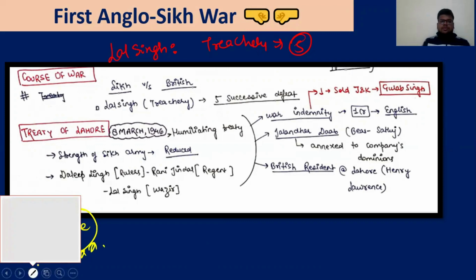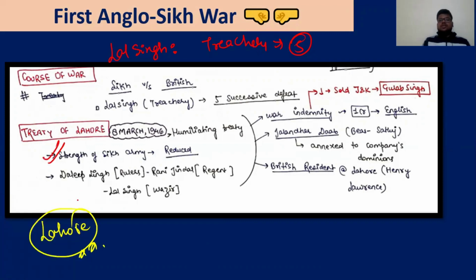Okay? They have to sign this Treaty of Lahore. So with the Treaty of Lahore, the strength of the Sikh army was reduced. It was a very humiliating treaty. They have to pay a war indemnity of around 1 crore to the Britishers. They have to sell Jammu and Kashmir to Gulab Singh, which will create a problem again.